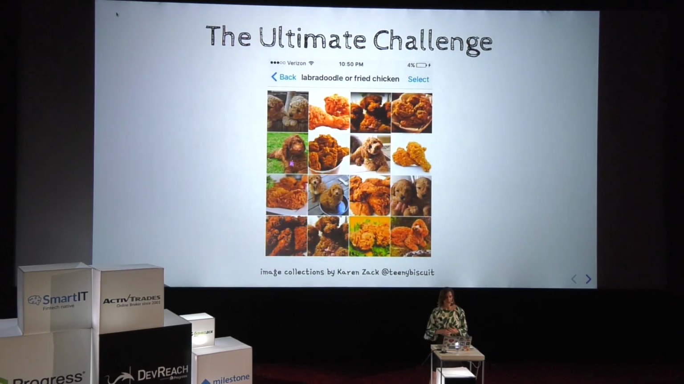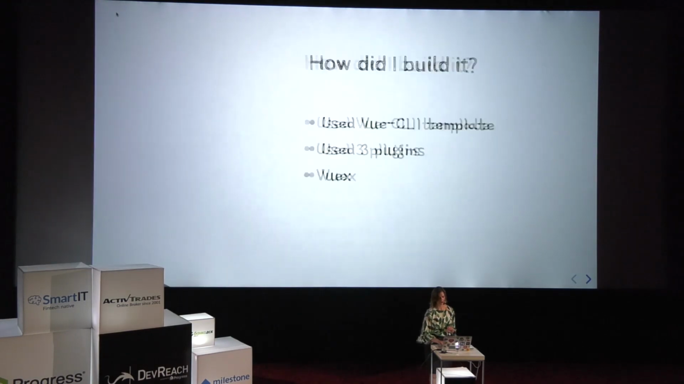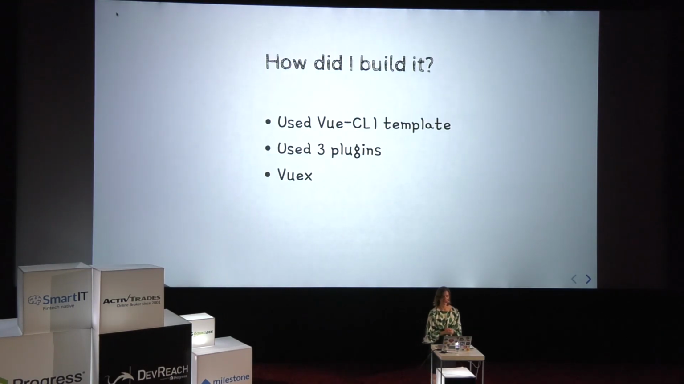There's a woman on Instagram called Teeny Biscuit. I suggest you follow her. She's amazing. And she's put together these really cute collages of tricky pictures. So this is Labradoodle versus fried chicken. There's also parrot versus guacamole. I have them all. I basically screenshotted them all, sliced them up, and used them in my app. Lots of good, clean fun for everyone to try.